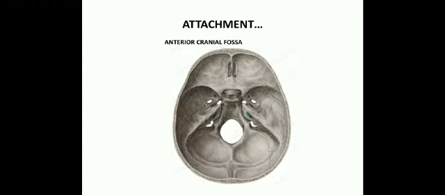Now the attachments in the anterior cranial fossa. The falx cerebri is attached to the crista galli. Then the frontal lobe of the brain is supported by the orbital surface of the frontal bone.